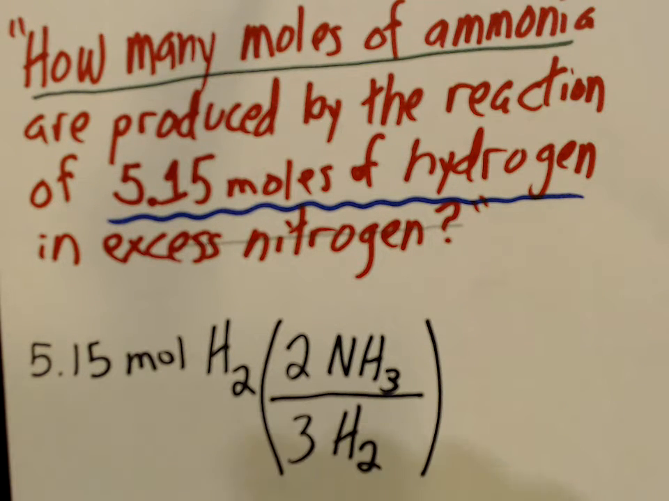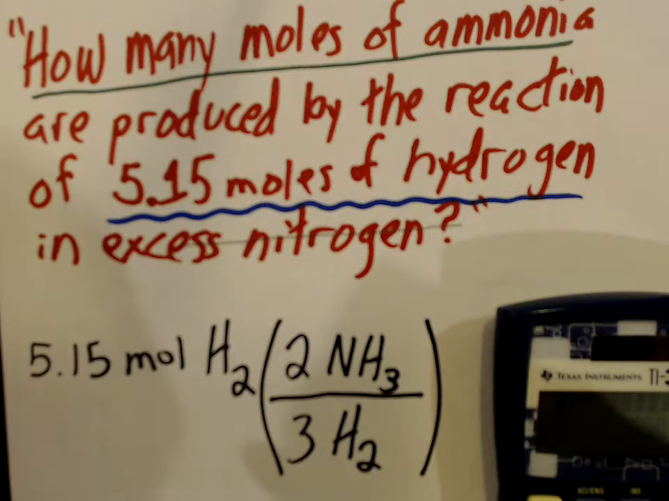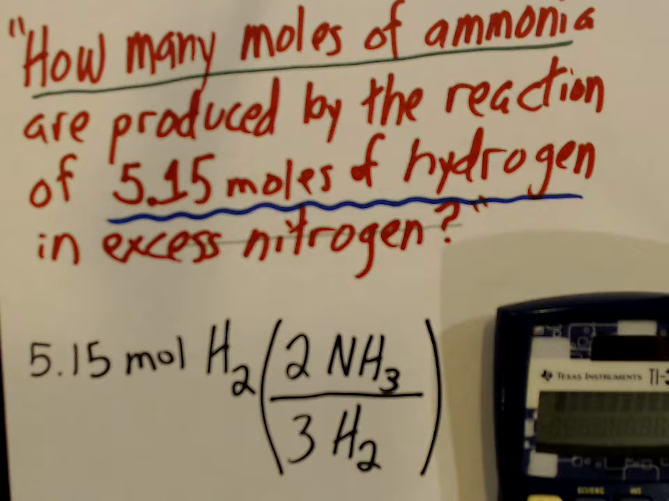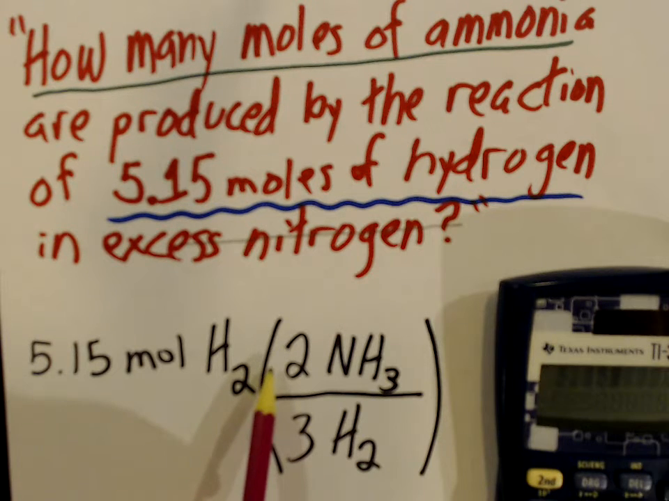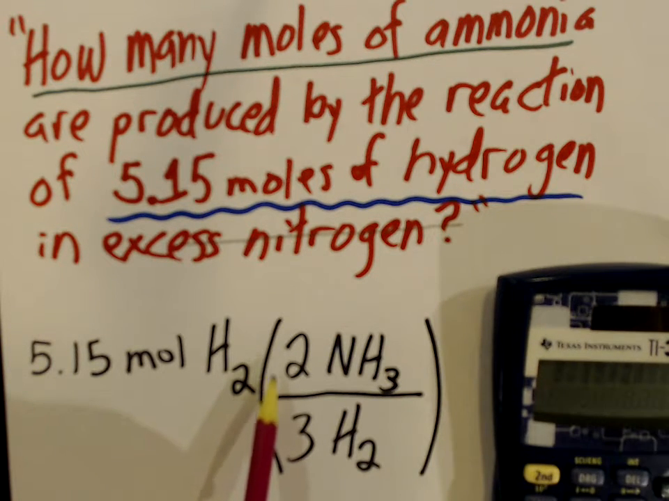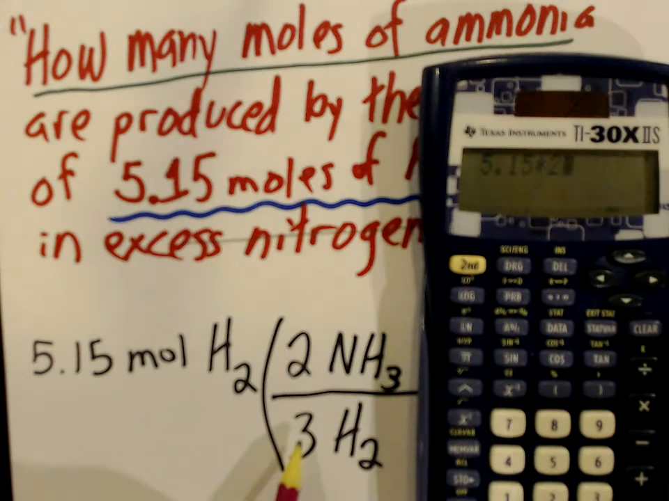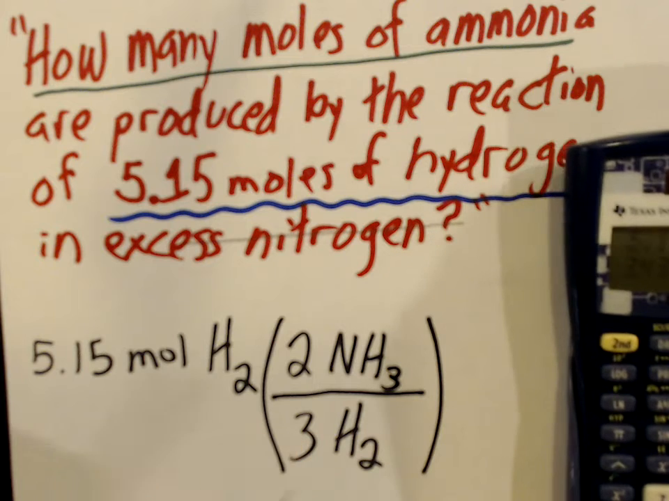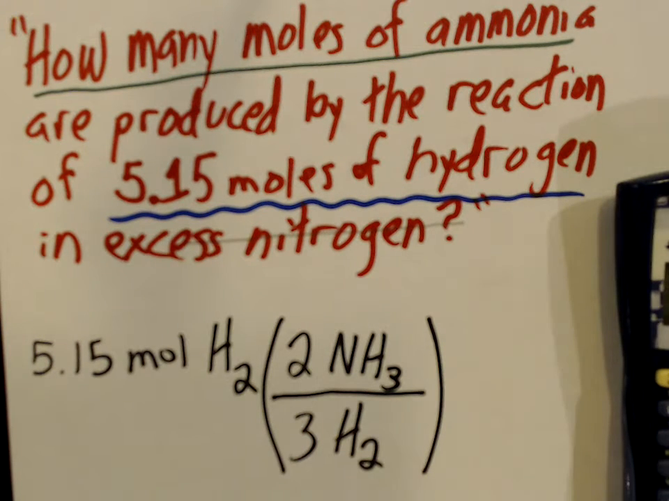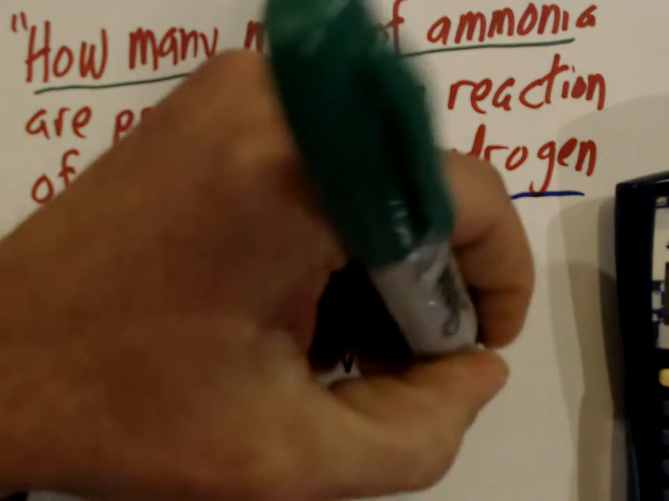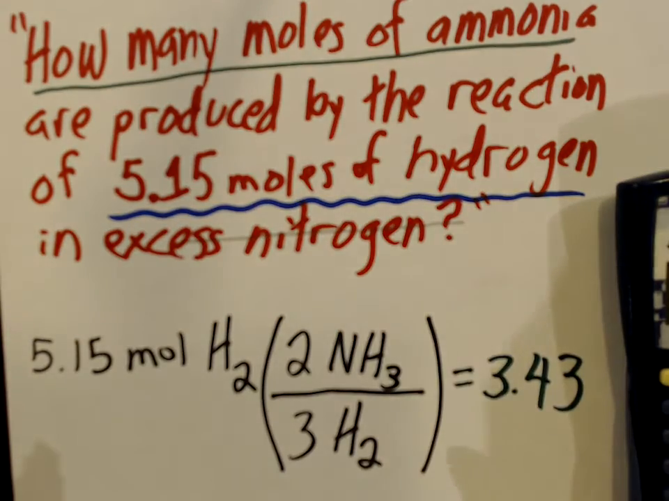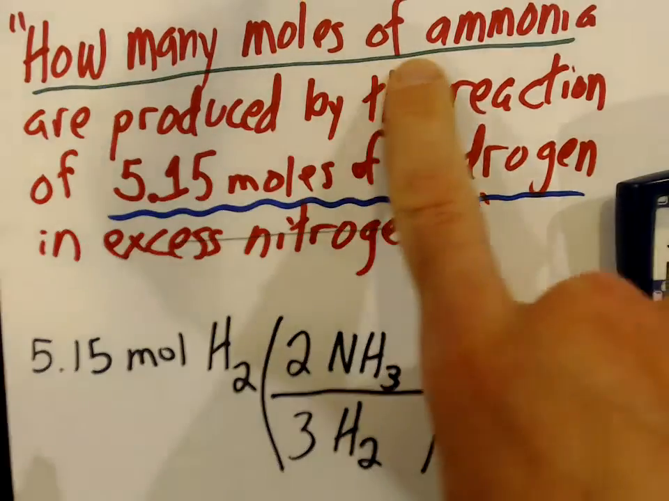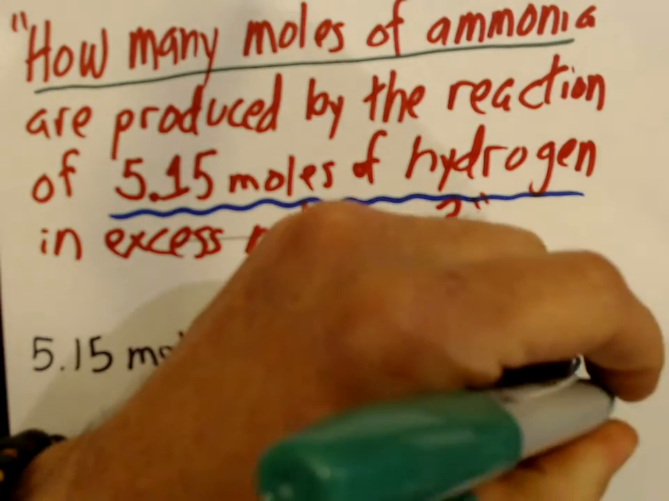Now we have an equation we can solve. Now we can take our calculator and we're going to type in 5.15 first. We're going to multiply by whatever's on the top. We're going to divide by whatever's on the bottom. We're going to hit enter and we're going to get a nice answer, which I'll round to 2 decimal places because that sounds like fun. And that's going to be 3.43. 3.43 what? Moles of ammonia.